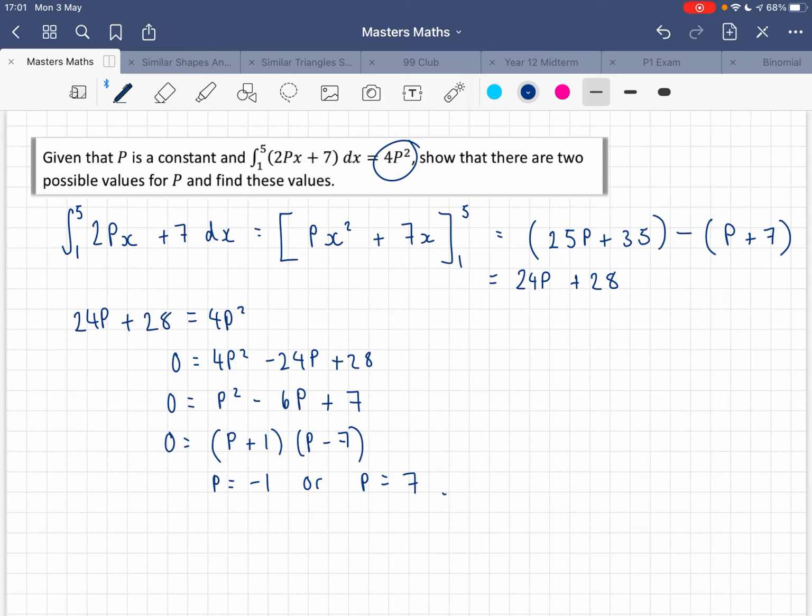That's it for definite integrals. The next video will be how to use a definite integral to find the area between the curve and the x-axis. But for now, that's all you need to know. That is how you find a definite integral: you integrate it, you put in the limits, you subtract them, and that gives you a value.